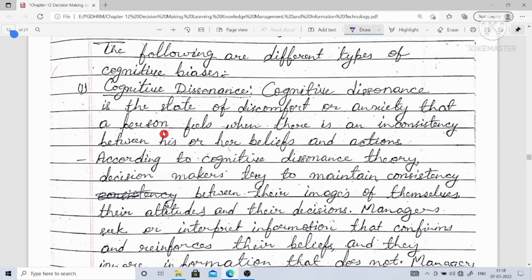First, cognitive dissonance. So what is cognitive dissonance? It is a type of discomfort or anxiety that a person feels when there is an inconsistency between his or her beliefs and actions. So whenever there is a variation between the person's actions and beliefs, then the person feels discomfort or anxiety. Such discomfort or anxiety due to variation in action and belief is cognitive dissonance.